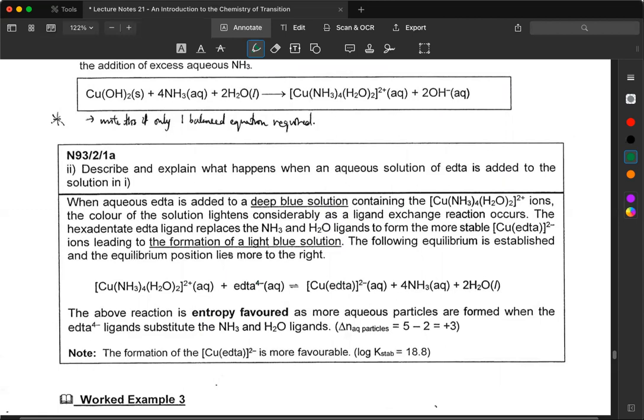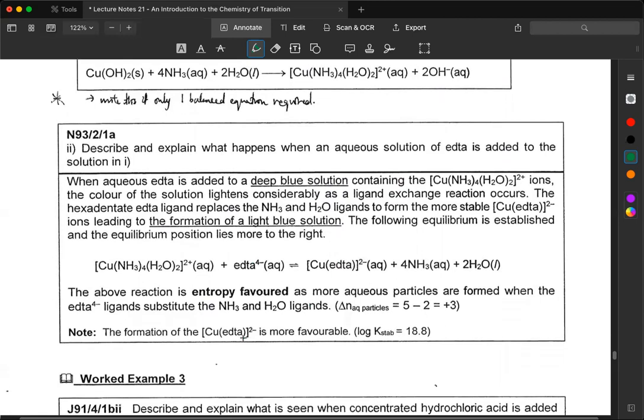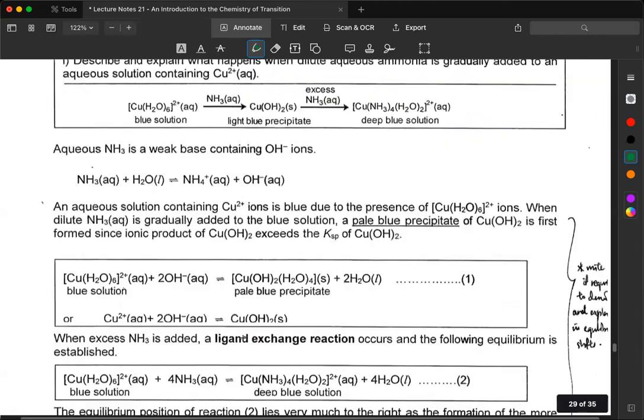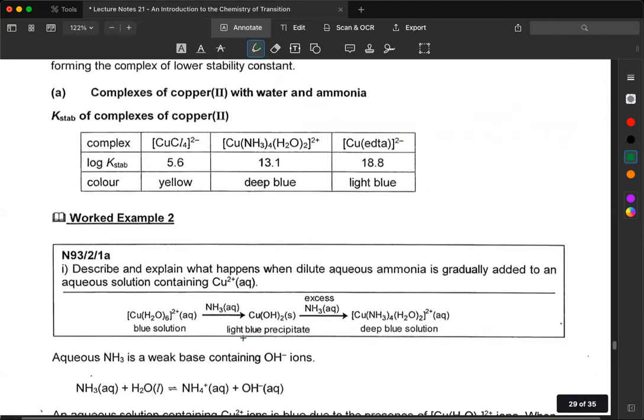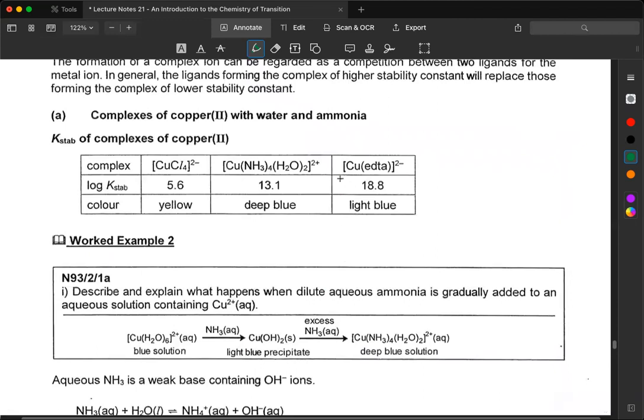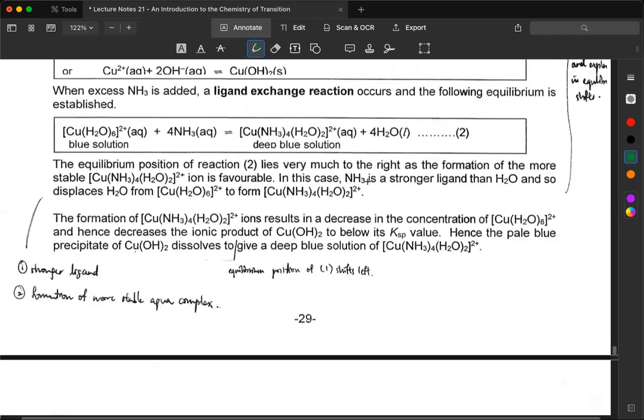All right. So the above reaction is entropy favored because you are forming more aqueous particles. Yeah, so it's entropy favored also. And the formation of the EDTA complex is also more favorable. Do they have the color of EDTA? Oh, yes. The color is here. They will give you.